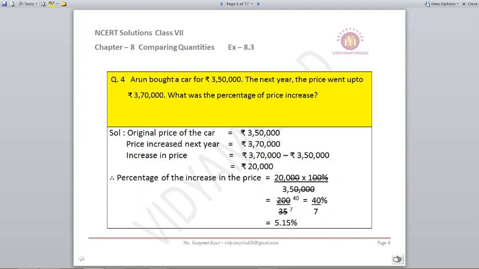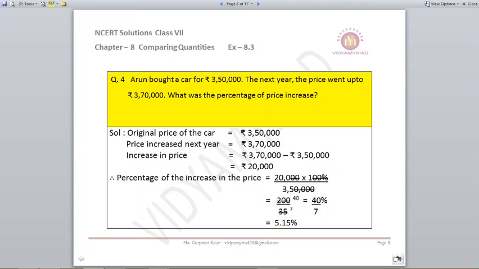Question number 4. Arun bought a car for rupees 3,50,000. The next year the price went up to rupees 3,70,000. So what is happening over here? Initial price was 3,50,000. Price has increased to 3,70,000. What is the change? What is the difference between them?